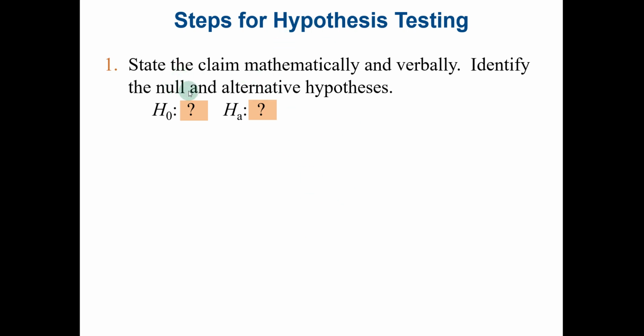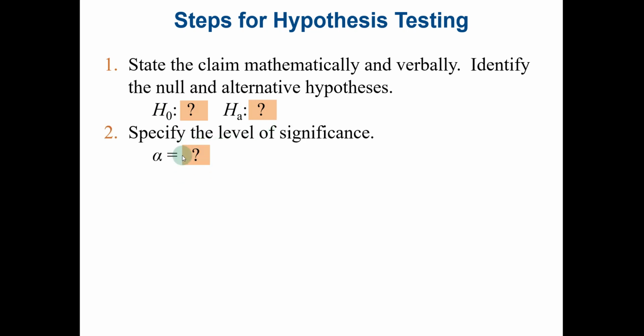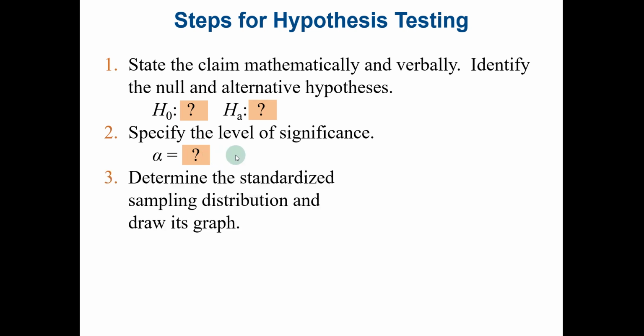So generally you have about a 7-step process. At times I bring it down to 6 or even 5. So the first thing is to state the claim mathematically and verbally. So here you have your null and alternative hypothesis, okay? You first write your null and alternative hypothesis. Then you specify the level of significance. It's always given, maybe 0.1, 0.05. It is given, you don't need to imagine it.